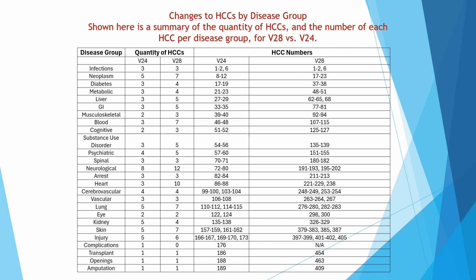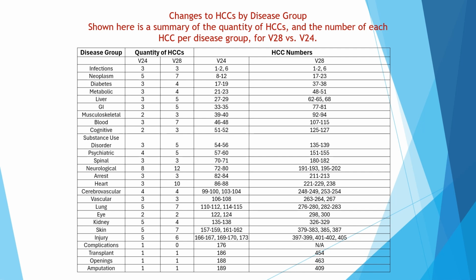Neoplasm, quantity of HCCs for V24 is 5 while V28 is 7. HCC numbers for V24 is 8 to 12 and V28 is 17 to 23. Diabetes, quantity of HCCs for V24 is 3 while V28 is 4. HCC numbers for V24 is 17 to 19 and V28 is 37 to 38.